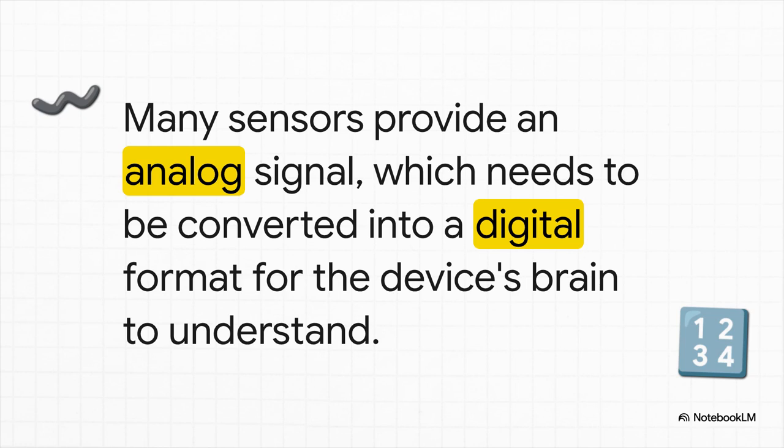Okay, here's a really important detail. The sensor creates that electrical signal, right? But a lot of the time, it's an analog signal. Think of it like a smooth, continuous wave of information. The problem is, the device's brain only speaks digital. That's the language of ones and zeros. So we need a translator. And that's where this tiny but super crucial component comes in. It's called an analog to digital converter, or ADC for short.